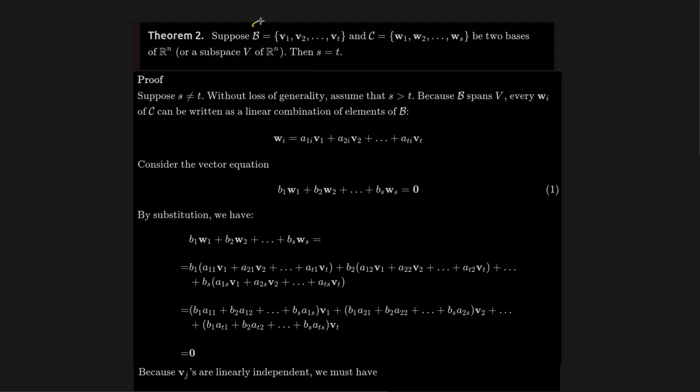That is, you might have two different bases, but if they're bases for the same vector space, then they are going to have the same number of vectors in them. Okay?